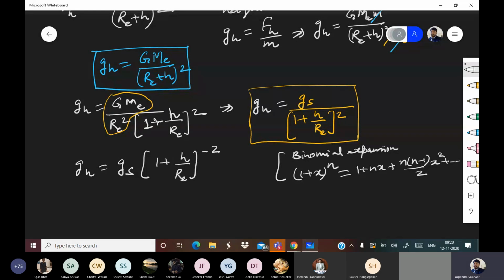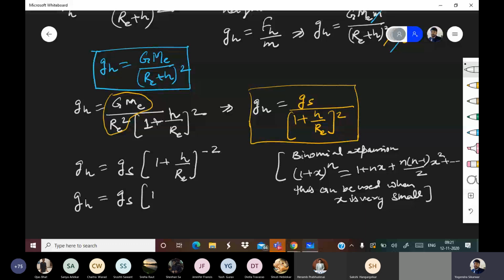So this expansion is used when x is very small. This expansion is called binomial expansion. So we are going to use this in this question. So GH is equal to GS into 1 minus 2H upon RE, plus other terms which will become negligible.